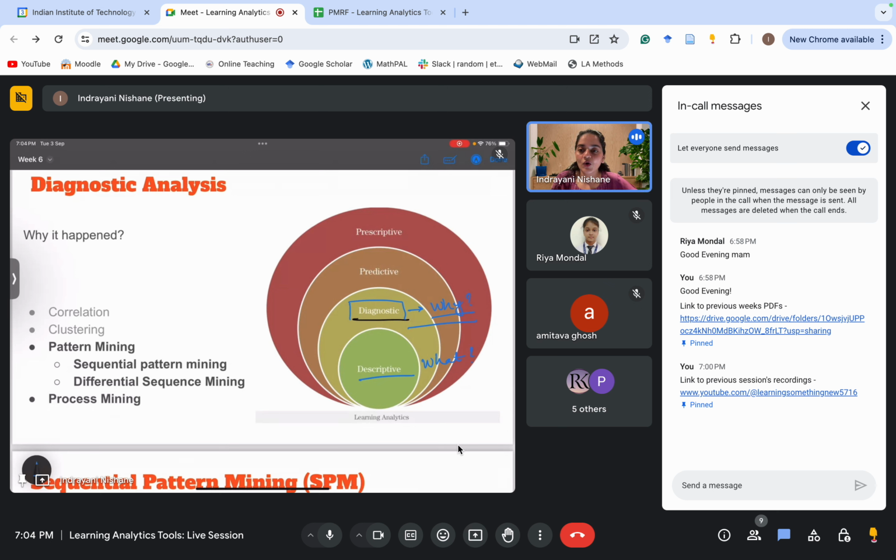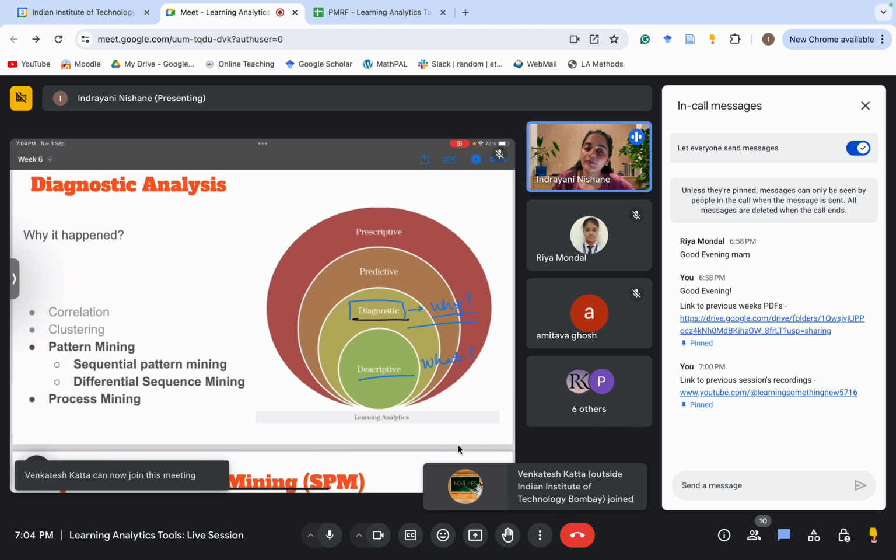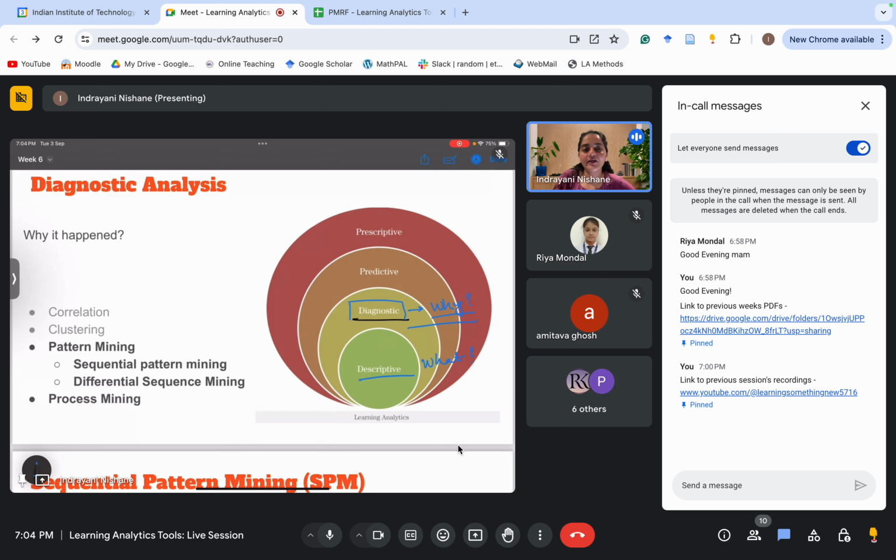Last week we saw correlation and clustering, and we solved different problems on them. This week we will be doing pattern mining and process mining. There are two ways to do pattern mining in learning analytics: sequential pattern mining and differential sequence mining. We need to understand sequential pattern mining, because in differential sequence mining we do sequential pattern mining only, but for two groups rather than at the individual or student level. We do SPM at group level, and then do a comparative analysis of frequent patterns in those groups.